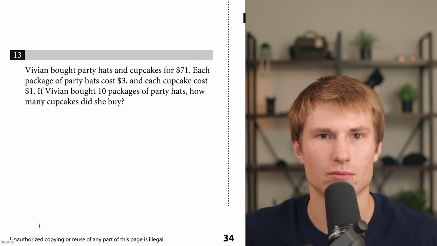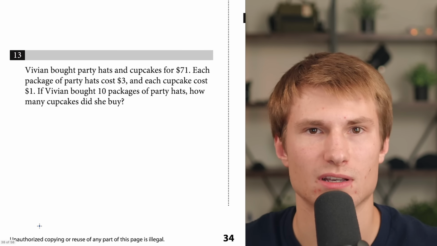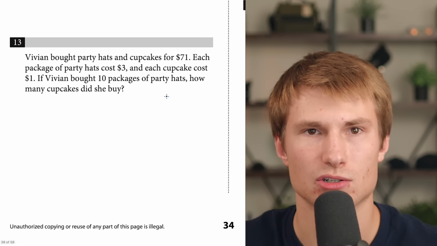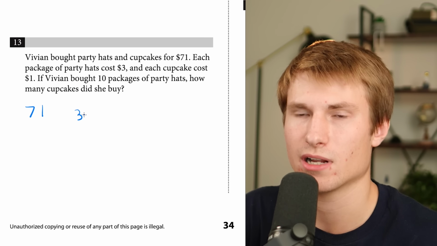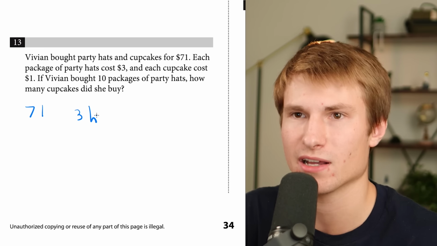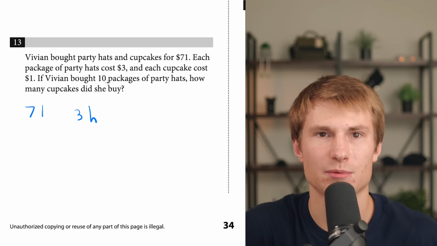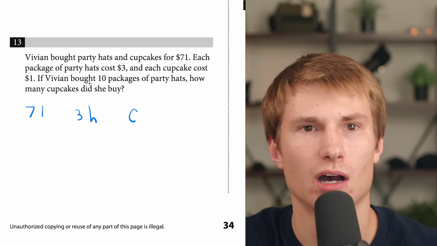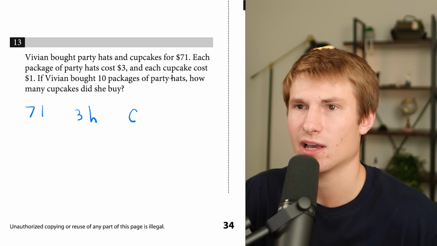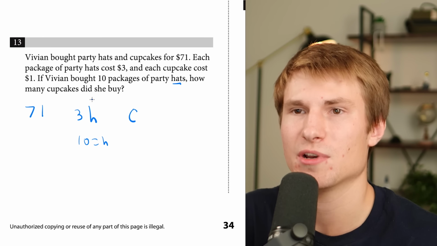We've got Vivian bought party hats and cupcakes for $71. Okay, so that's a total between the two that she spent. Each package of party hats cost $3. So we have $3 per package of party hats. I'll represent that as H for hats. And each cupcake cost $1. So we'll have just C for cupcakes. If Vivian bought 10 packages of party hats, okay, so we'll probably be substituting in that H equals 10. How many cupcakes did she buy?